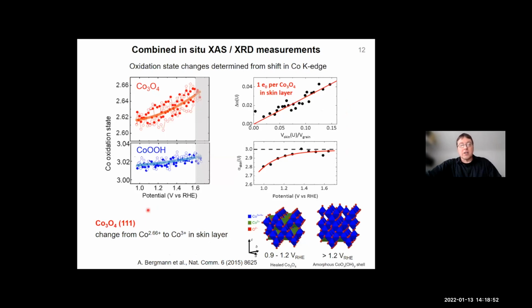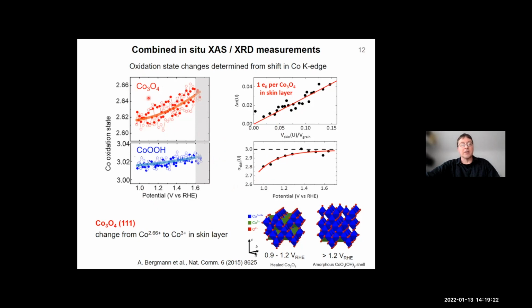We also did, at Soleil, combined X-ray absorption spectroscopy and XRD measurements. I don't want to go into detail about this data, but from these data we found that for Co3O4, basically the skin layer seems to consist entirely of cobalt 3+.